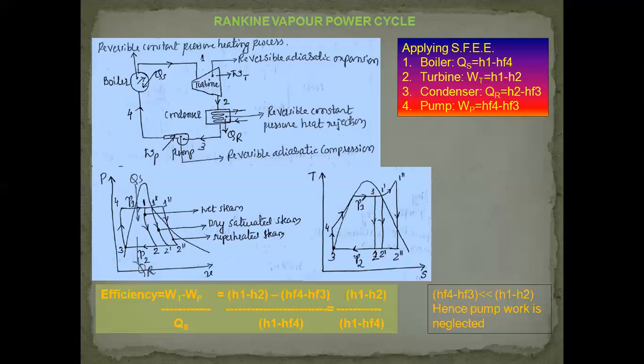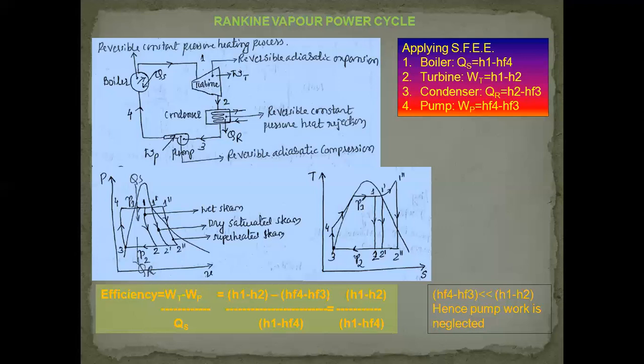Now, in order to find the efficiency, it is written as the net work output divided by heat supplied, which is WT minus WP divided by heat supplied QS. Now, in terms of the enthalpies, this equation is written as H1 minus H2 for WT, minus HF4 minus HF3 for the pump work, divided by heat supplied H1 minus HF4. Now, HF4 minus HF3 is the pump work. It is very, very small in comparison with the work of expansion in the turbine, which is H1 minus H2. Hence, this quantity can be neglected in comparison with H1 minus H2.